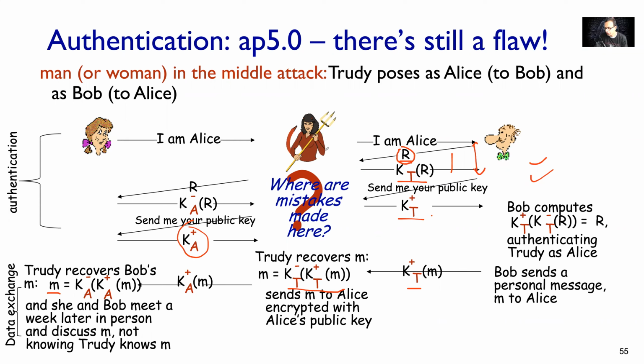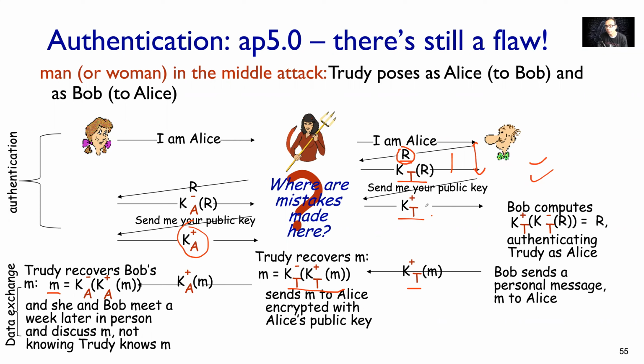I keep referring to Trudy as Alice. When Trudy sent this back here, the encrypted version of this nonce, the expectation from Bob's end is that this was actually sent by Alice, but it's actually sent by Trudy, right? And so when Bob is requesting this public key, he thinks this is Alice's public key, whereas what he's getting is actually Trudy's public key, right?